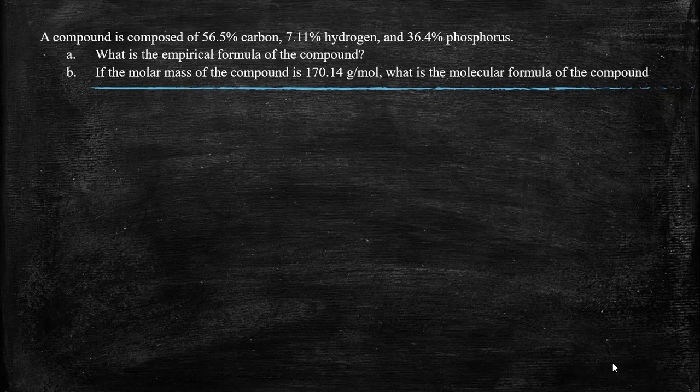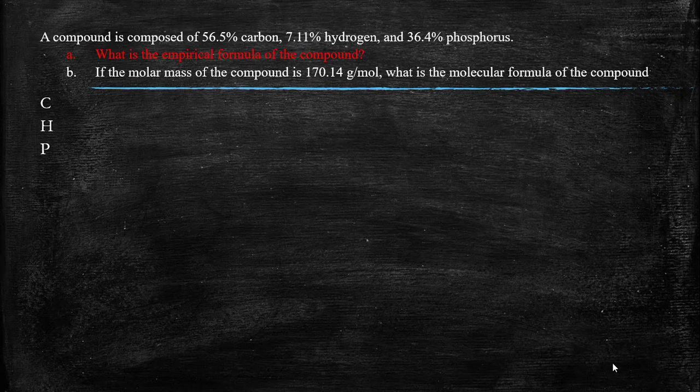The problem to be answered is a two-part problem. Given a compound which is made up of carbon, hydrogen, and phosphorus, and given the percent composition of 56.5% carbon, 7.11% hydrogen, and 36.4% phosphorus, first, what is the empirical formula of this compound? And second, what is the molecular formula? So we need to start with the first question first.